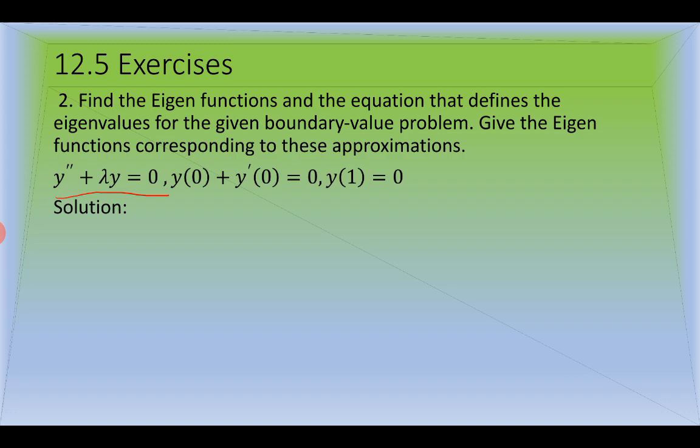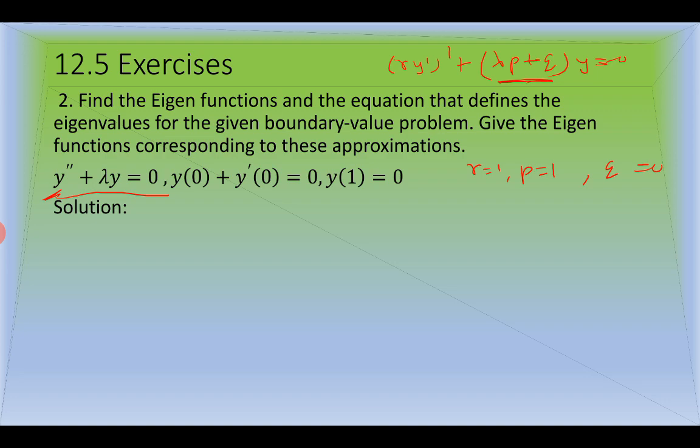So you have to identify what is R, what is P. R is 1, P is 1, Q is 0 in the given (r y')' + (lambda P + Q) y = 0. Substitute them. R is 1, then y double dash you get as the first term. P is 1, Q is 0, it will be lambda y is equal to 0.